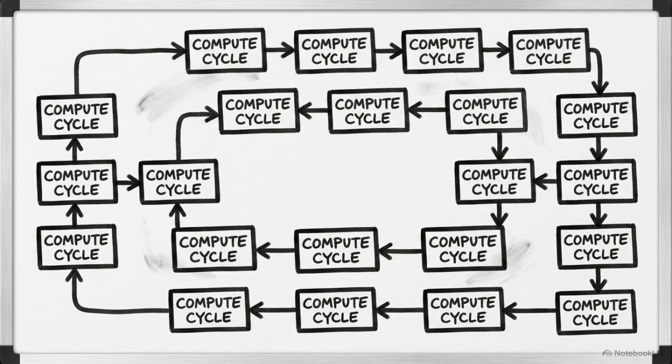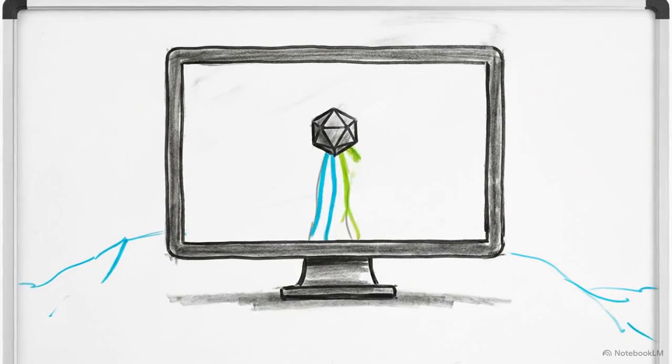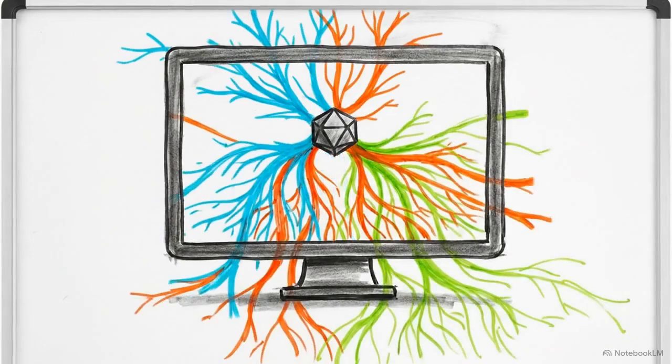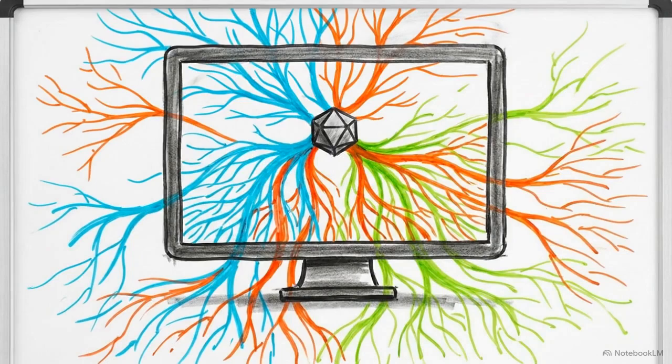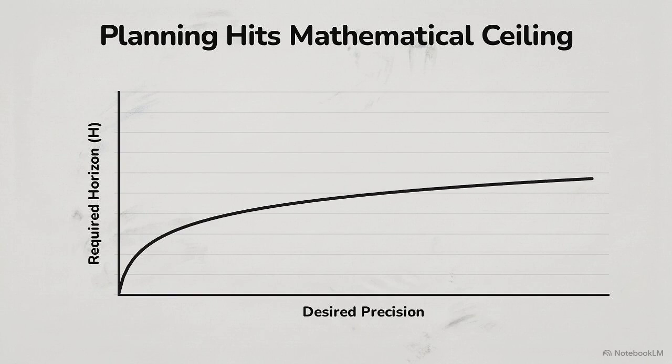Current frameworks often try to achieve complex reasoning by forcing a planning stage into every single loop of their execution workflow. This approach is essentially pure model predictive control, or MPC. Before taking a step, the model calculates a full simulated rollout of possible futures. There is a mathematical ceiling to this approach. Theorem 3 details the strict relationship between desired precision and required planning horizon. As you demand higher precision, the horizon scales logarithmically. The compute cost climbs at an unsustainable rate.